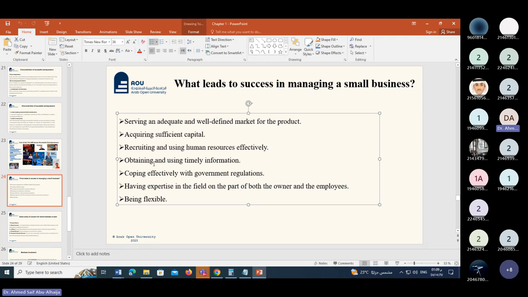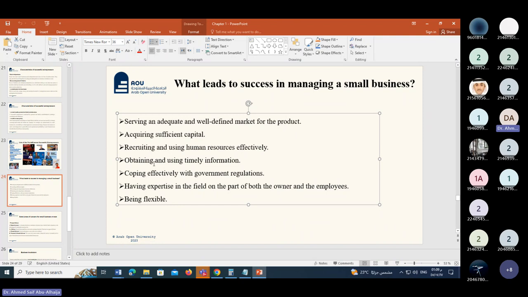Number six, having expertise in the field on the part of both the owner and the employees. So having the expertise or the knowledge about everything is important. Again, because this is, let's say, the guideline that can help you to do the things right. Expertise is important. The knowledge and the experience also.